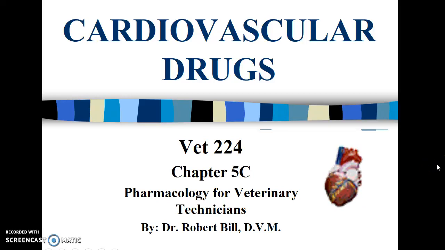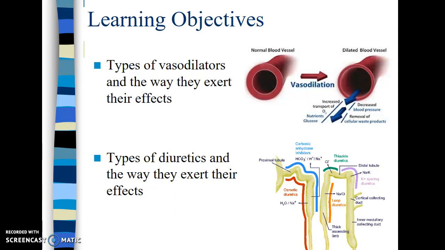So this is the third part of the cardiovascular drug chapter. And in this section, we're going to cover two distinct types of drugs that we use sometimes together, quite often together with other drugs that we have previously talked about. In particular, the inodilators, pimobendan, to help with heart disease and help with the clinical signs of heart disease.